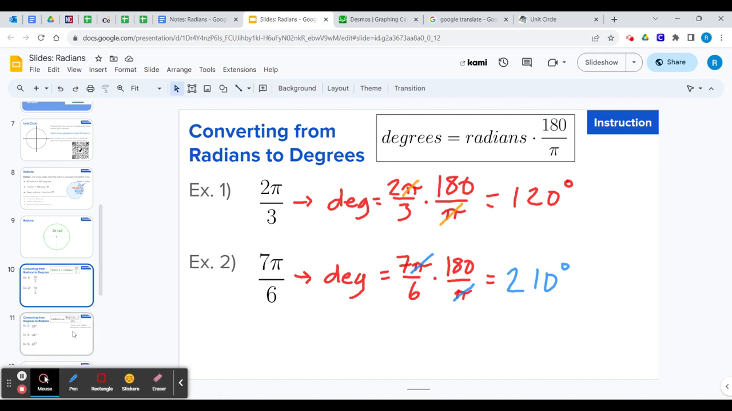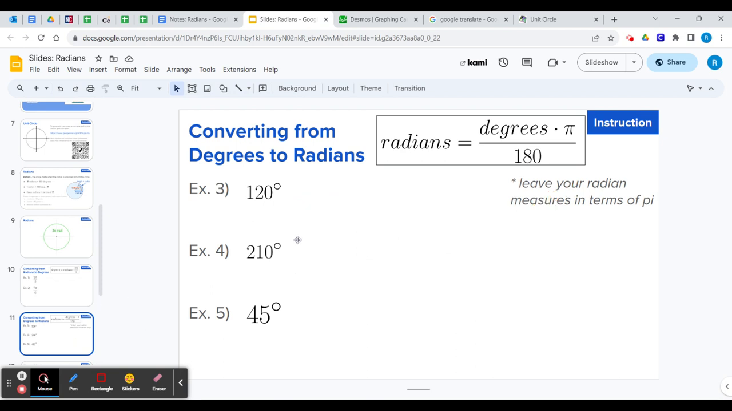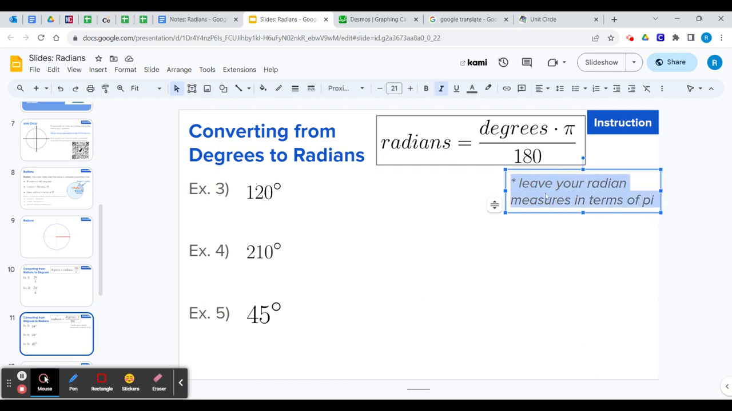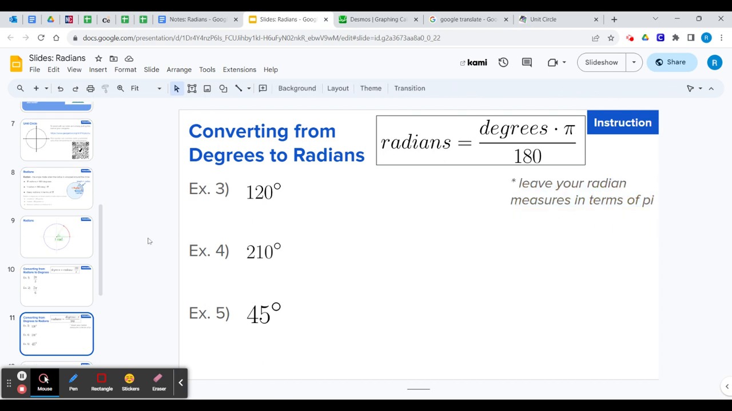Now, if we can go one way, radians to degrees, we can also go the other way, where we're going to go degrees to radians. And just like we started with radians in terms of pi, we're going to try to end with our radian measures in terms of pi as well. So we're going to have some fraction. Let's try to simplify it down so that we still have pi in our answer, but it's easy for us to work with.